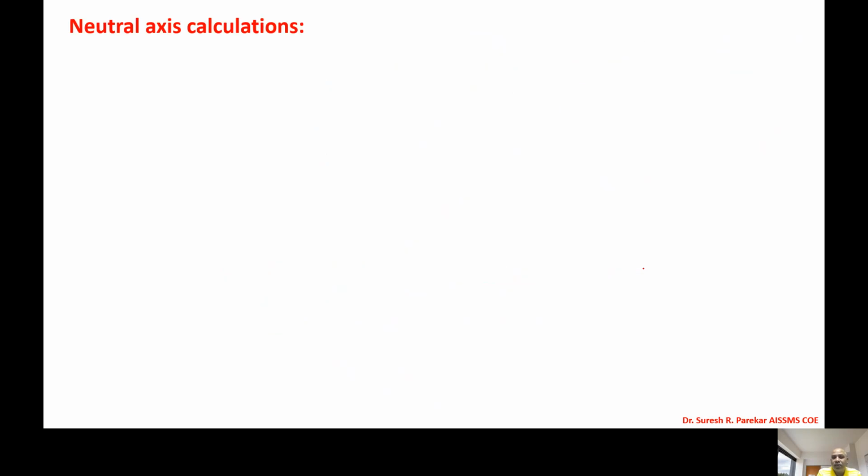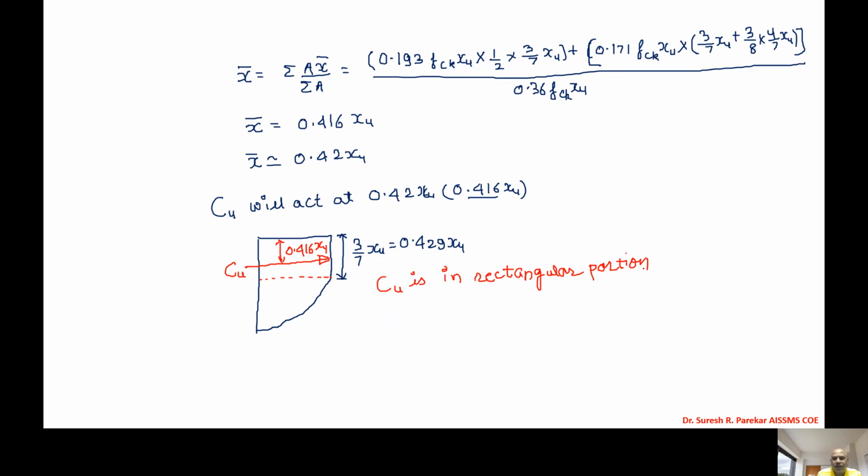Now we will go to the neutral axis calculations. So now it is very clear. Cu we have this value. So you can write below, actually Cu we have 0.36 fck Xu into b, acts at 0.42 Xu from top. So now we will go to the next part, that is neutral axis calculations.